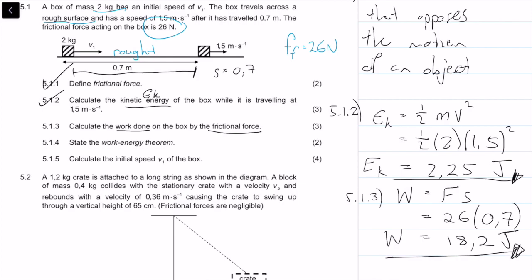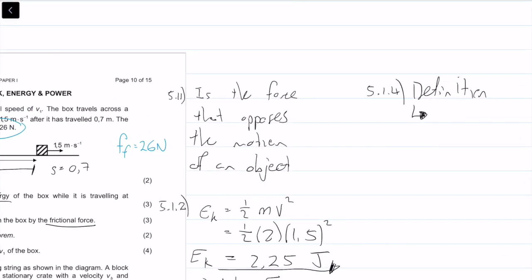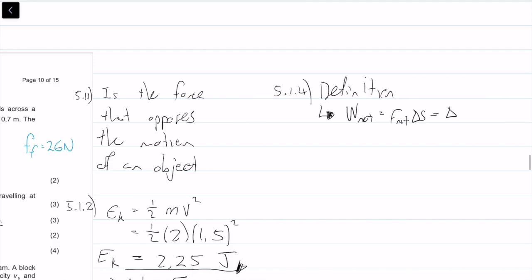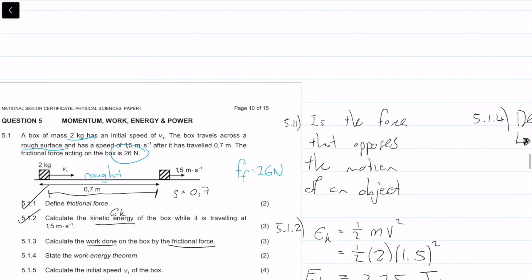Okay, so question 5.1.4. Okay, I'm just going to do it next to it. 5.1.4. Okay, so state the work energy theorem. Okay, so this is a theorem that comes up all the time. Okay, so the definition of the work energy theorem is the work done by a net force on an object is equal to the change in kinetic energy of the object. So from this definition, we get the equation that work net is equal to F net times change in S, which is equal to change in EK, or change in kinetic energy. Okay, so we get 2 marks for that as well.